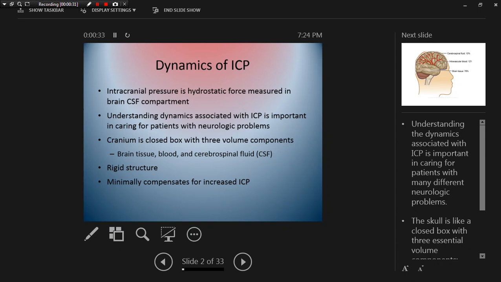So within the cranium, which is a closed box, there are three volume components: the brain tissue, which makes up the majority of the cranial cavity, the blood, and the CSF. Like we said, the cranium is a very rigid structure, and it minimally compensates when we have a rise in ICP.